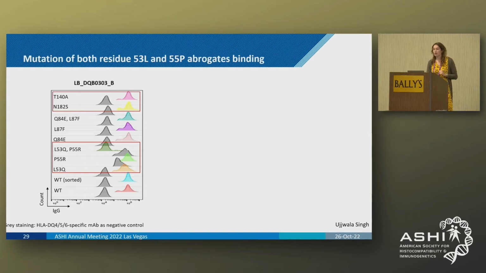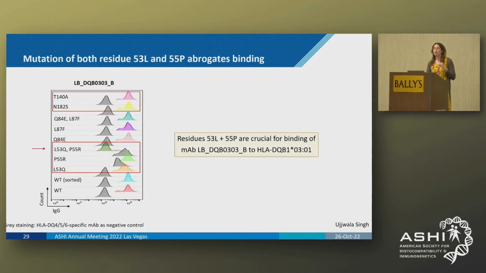And then if we look at the double mutation, position 53 and 55, we see that there's no binding anymore. While if we look at the position 55 mutation and the position 53 mutation alone, they're still binding. In dark green we have the double mutation, and in light green and orange you have the single mutations. So here we see that the combination of these residues is crucial for the binding of this monoclonal antibody to HLA-DQB3-01. That was very interesting to see.